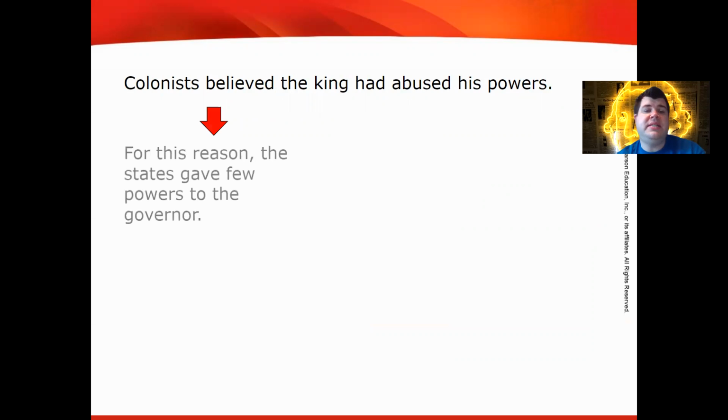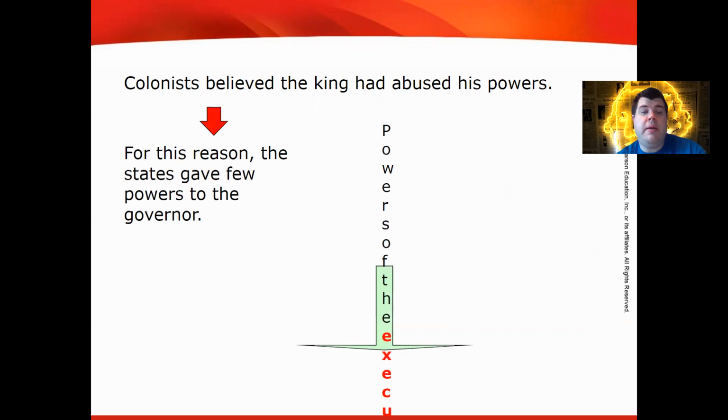So remember, the colonists felt that the king abused his powers. For that reason, a lot of the states gave really not much power to the governor, who was the executive of the state. The governor of a state is the executive, the equivalent of a president on a state level, if you want to say that. So we have the governor of Missouri, Mike Parson. He's the executive. He runs the state.